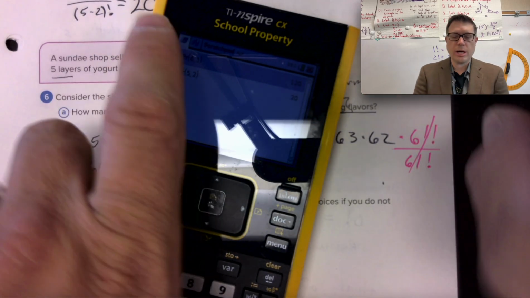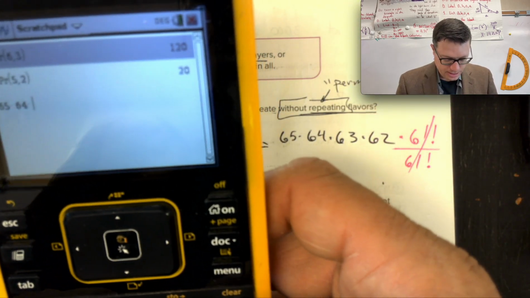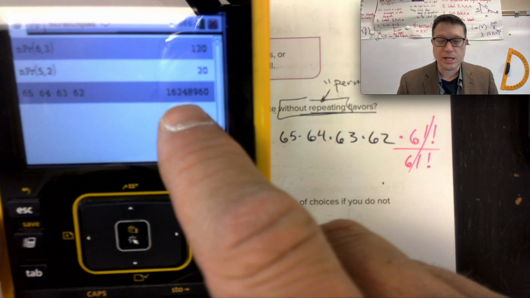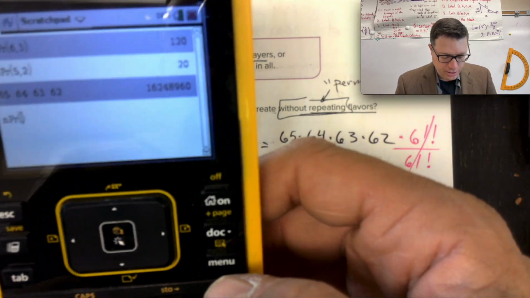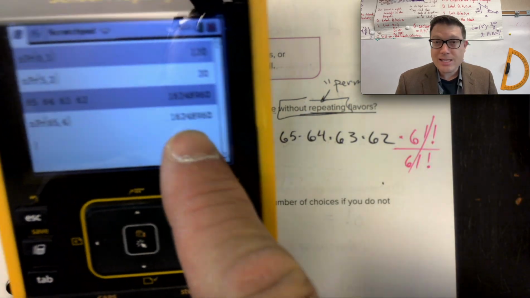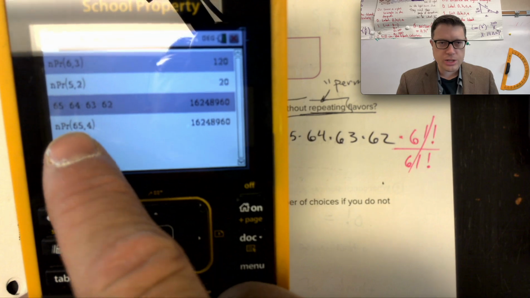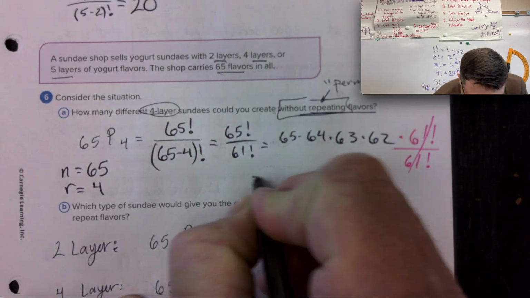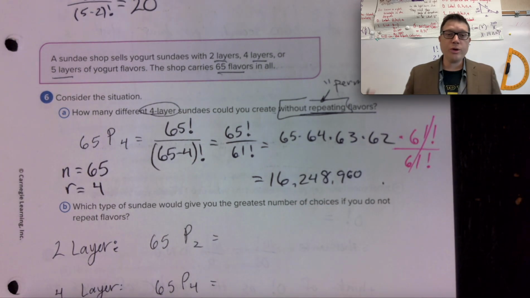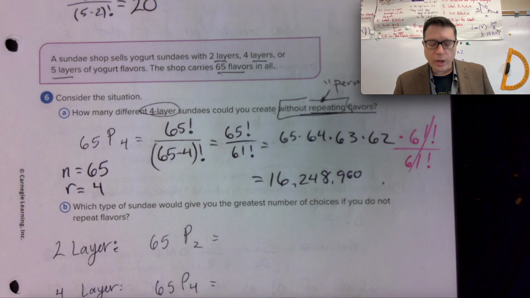I don't want to do that calculation by hand. I guess I could do 65 times 64 times 63 times 62. I got an answer of 16,248,960. Again, sorry, it's blurry. But if I do menu 5-2, I bring up my nPr, and I can go 65, 4, and now I get the same number because it is the actual answer. That's how it's calculated. So our answer, 16,248,960, is the total number of ways that you could choose 4 flavors and have unique choices out of all 65.